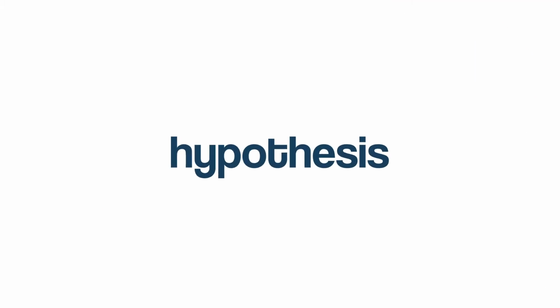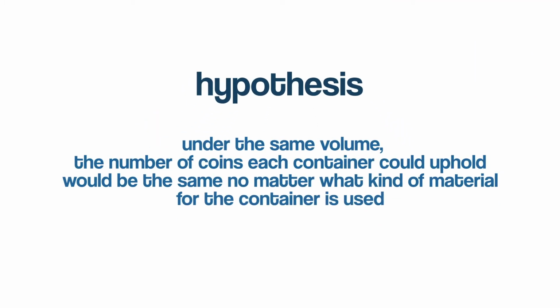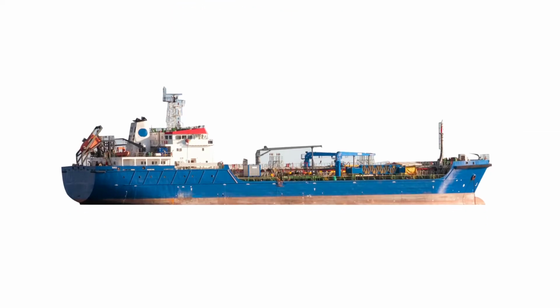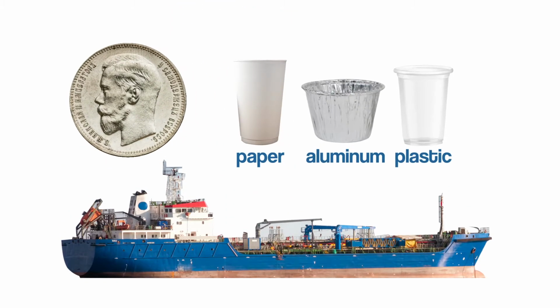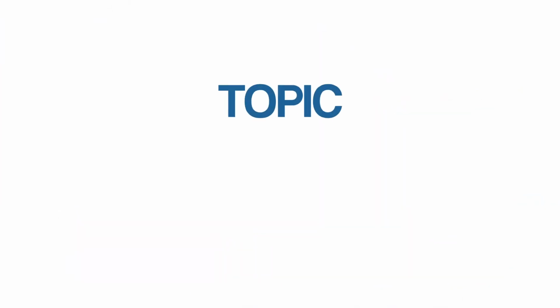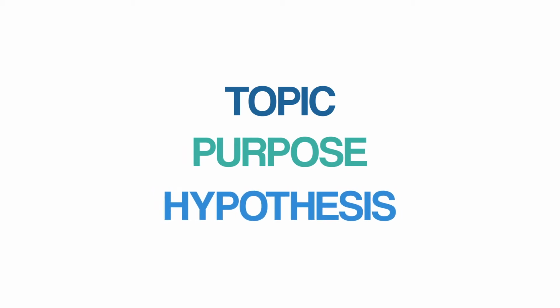Based on this idea, we came up with a hypothesis that under the same volume, the number of coins each container could uphold would be the same no matter what kind of material the container is made of. To replace the loads in the ship, we use 101 coins and 3 kinds of containers: a paper cup, an aluminum foil cup, and a plastic cup. Also, we measure to the nearest integer or to the nearest tenth for every data set in the experiment. Now that we have set our topic, purpose, and hypothesis, we will go through our experiment.